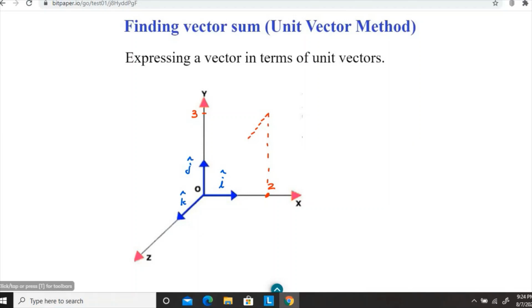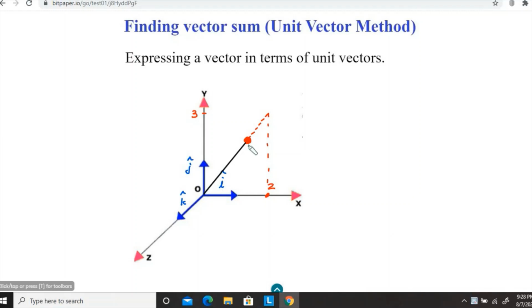Somewhere around that. So this would be the final position of that object. It started from the origin, moved 2 units in the positive x direction, 3 units in the positive y direction, and finally moved 1 unit along the positive z direction. So relative to the origin, the final position of the object is over here.